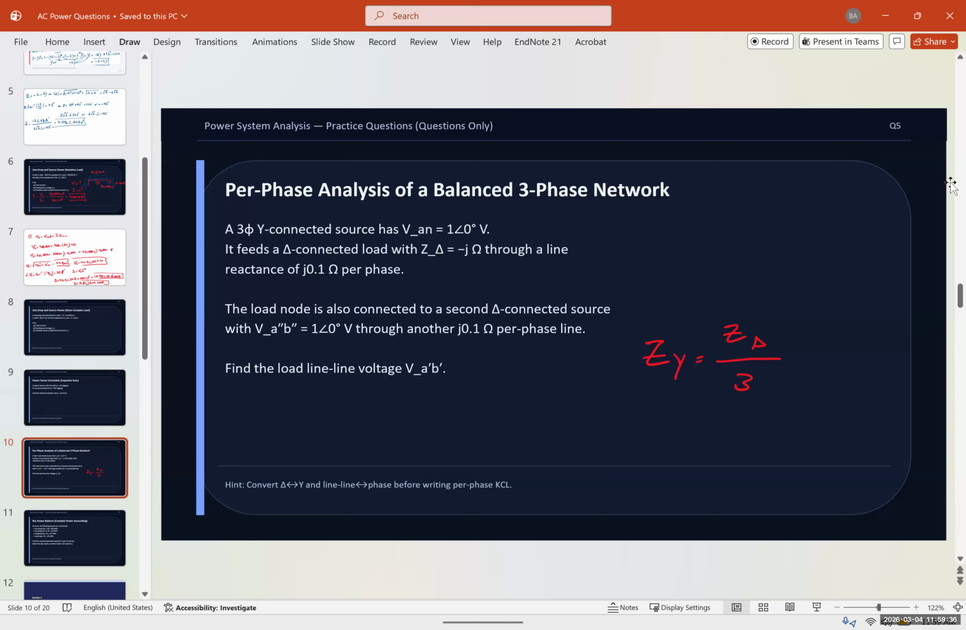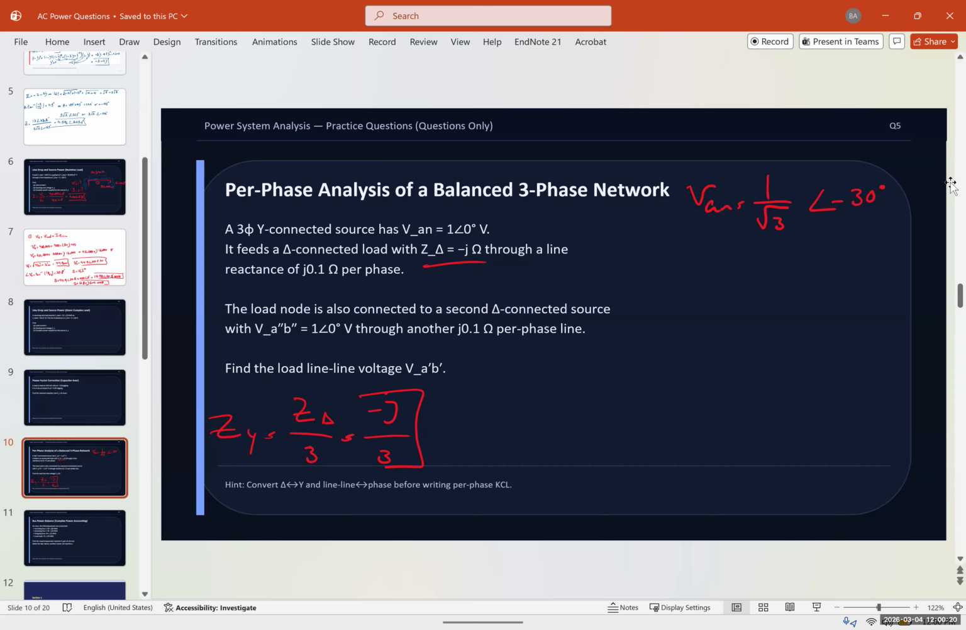Okay, so as mentioned, the first step is to convert all the delta loads to equivalent Y loads. So Zy would be equal to Z delta, as mentioned, divided by 3, so it's going to be equal to negative j over 3. Now VAN, the same thing. It's going to be equal to 1 over square root of 3 with an angle of negative 30 degrees, because the line-to-line voltage is square root of 3 VAN. We learned this in the previous classes as well.